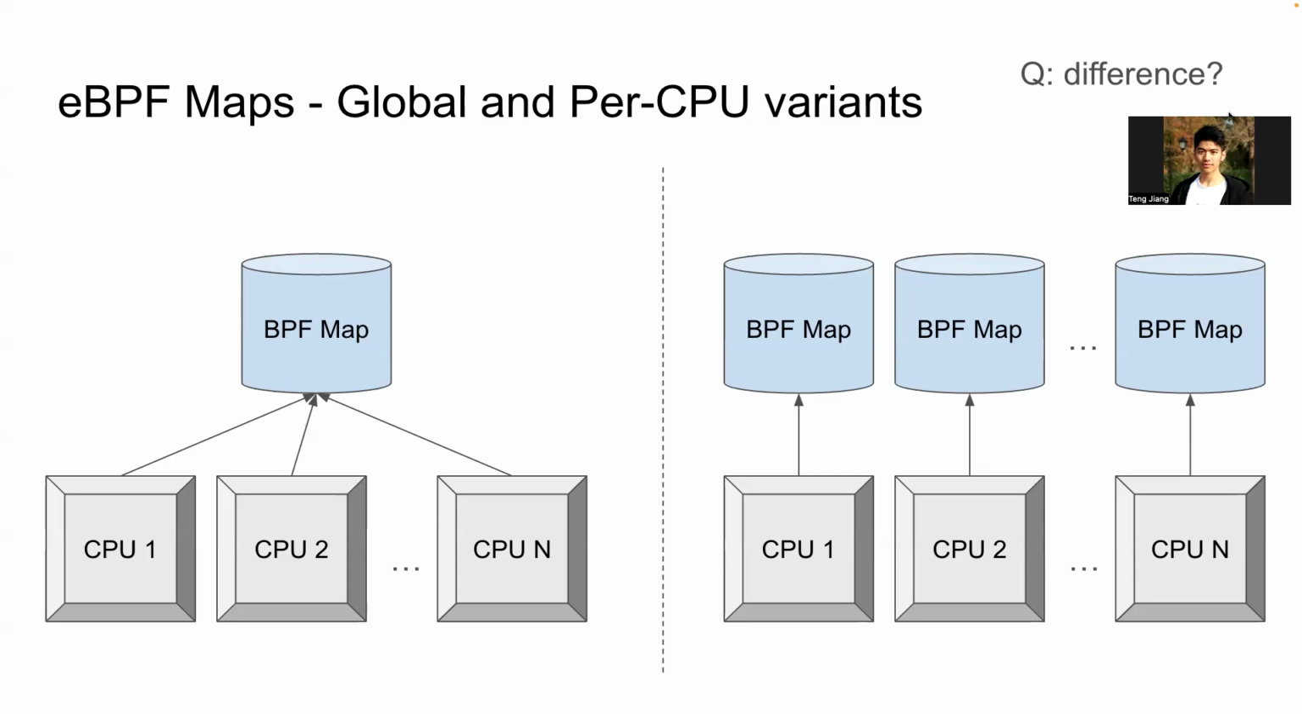Right? Why would you want that? Well, Hubertus, you did answer the question. What do you think the per-CPU map is for? Is that maybe for performance? Yes, it is.